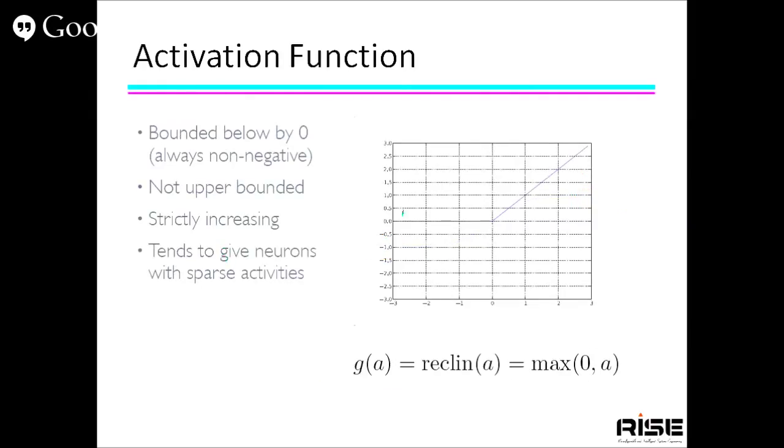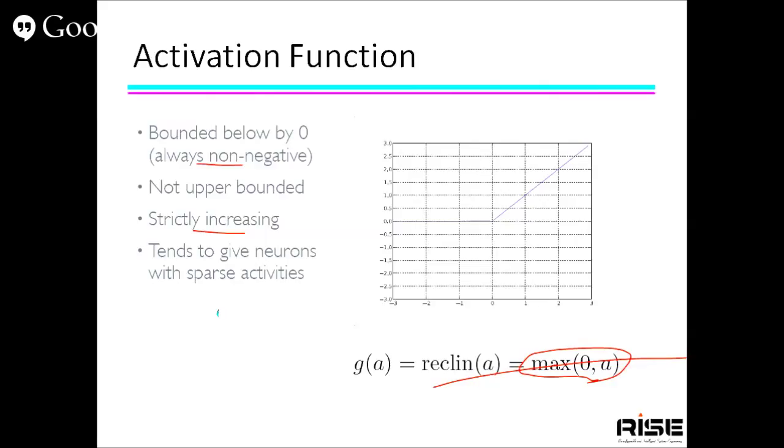The next function is the rectilinear function, given by max of 0, a. What this means is, whenever I get a pre-activation which is a negative number, I'll put 0 as the output. Whenever I get a positive number in pre-activation, I'll just output that number. So this is bounded below by 0. It is always non-negative, but there is no upper bound. Again, it's strictly increasing from 0. Before that, it is non-decreasing.